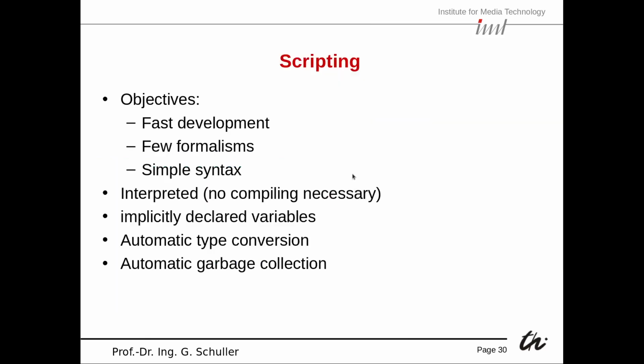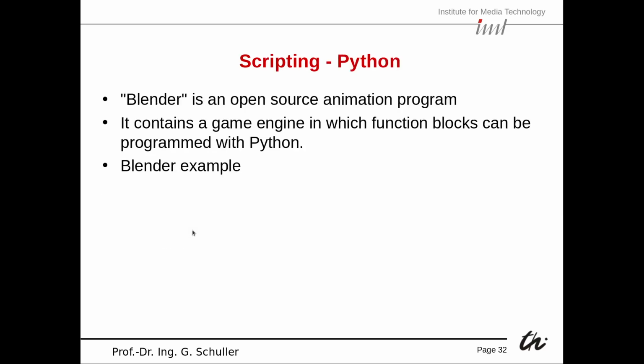And this also leads us to scripting. With scripting, the objective is fast development, few formalisms, and a simple syntax. It's good if it's interpreted, which means no compiling is necessary. We have implicitly declared variables, automatic type conversion, and automatic garbage collection. And this also leads us to scripting with Python, for instance in Blender, which is an open source animation program. It also contains a game engine in which function blocks can be programmed with Python.